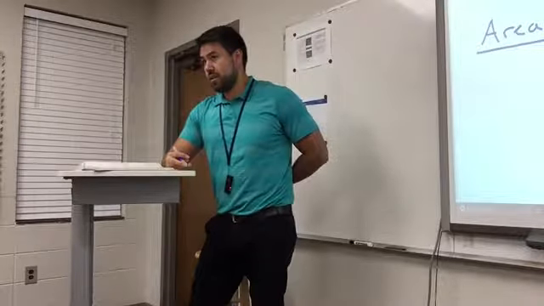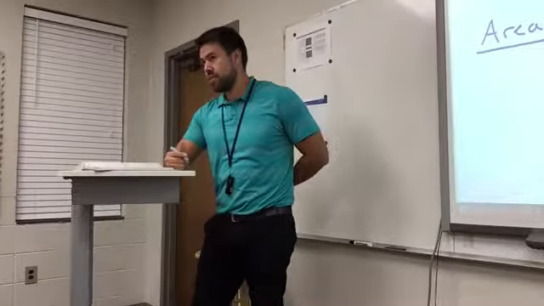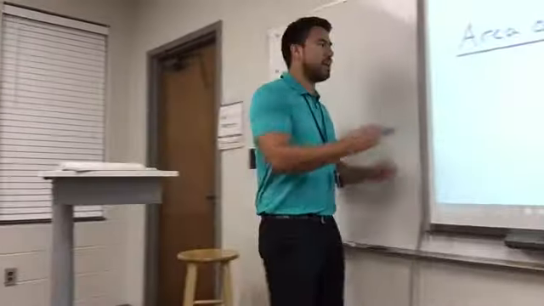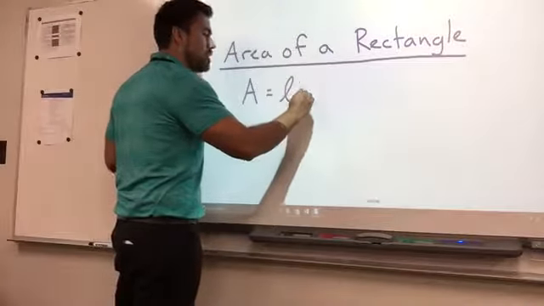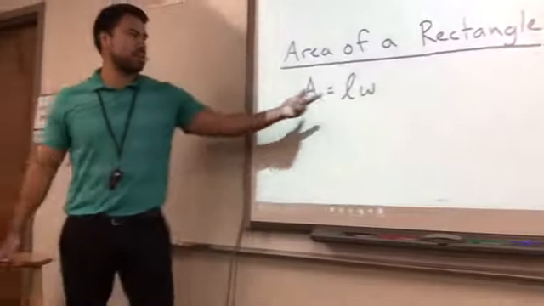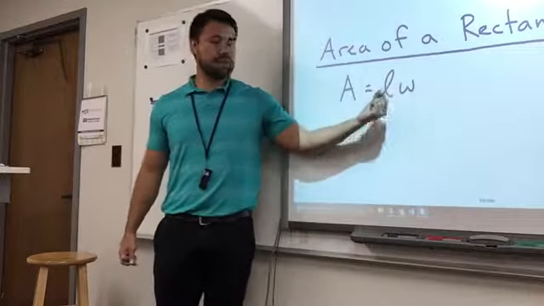Wait, should I say the thing? No, you can read it like that. A equals L times W. Yep, that's it. Okay, so this is what you need. Capital A equals lowercase l next to the W. What does those two letters next to each other mean? Multiplication. So you know that's multiplying.